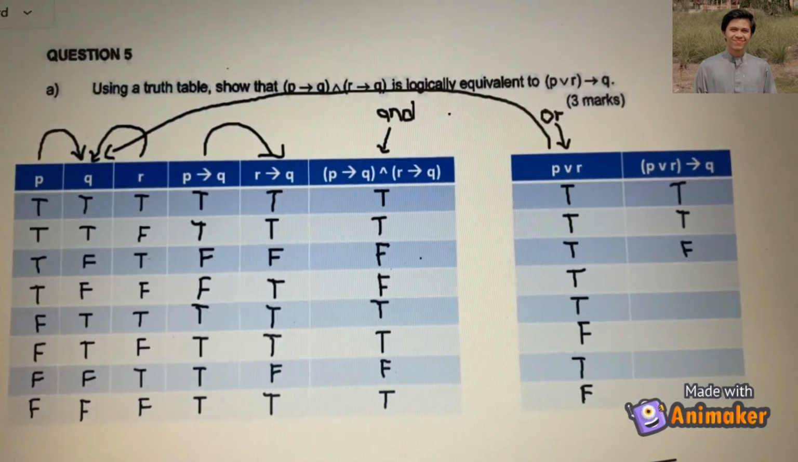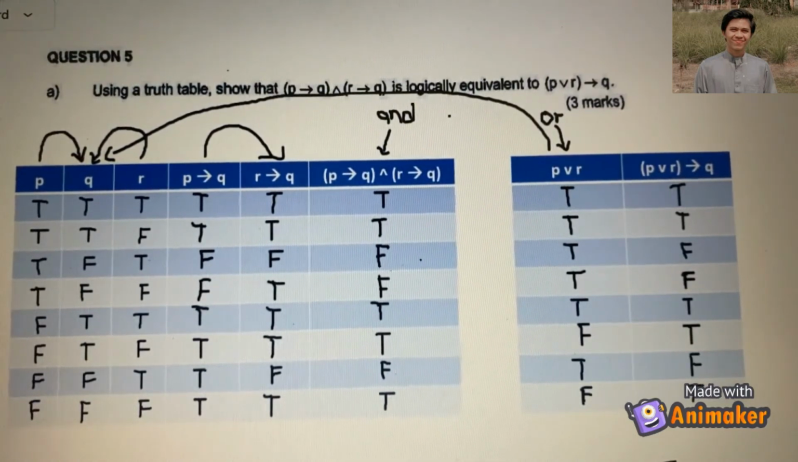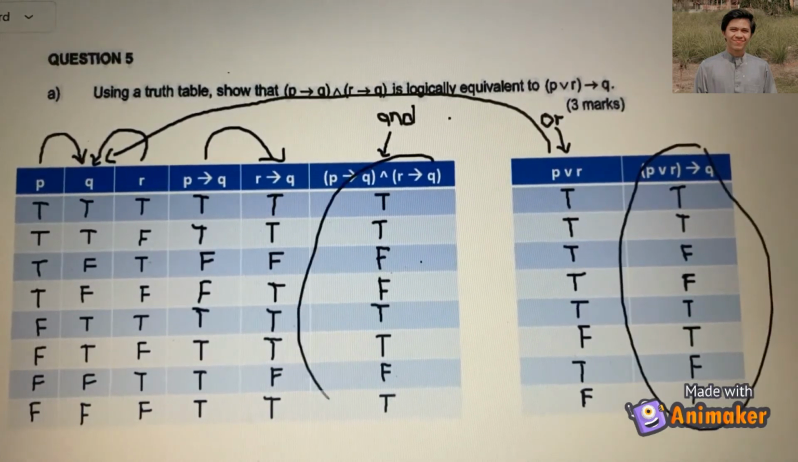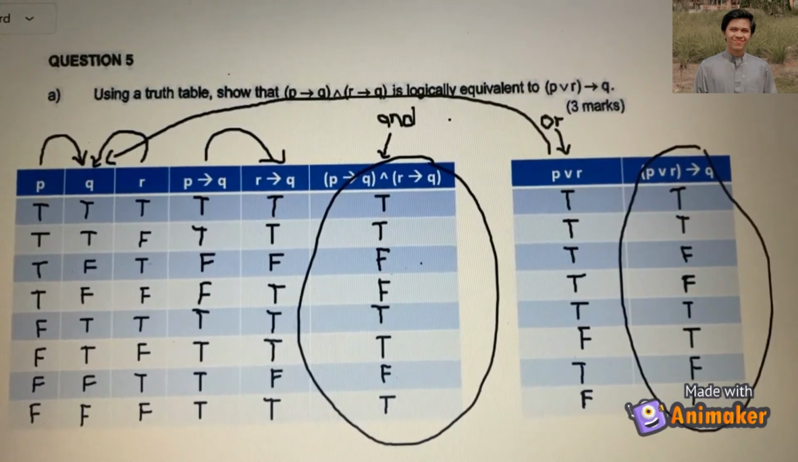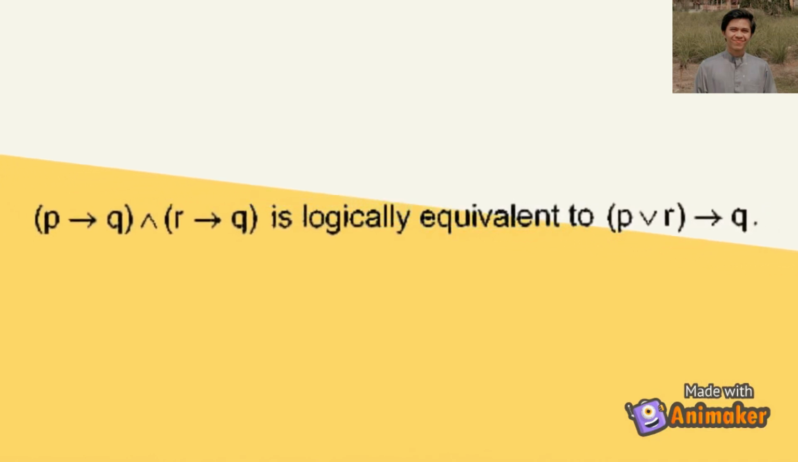And true, false will be false, true will be true, true false will be true, true false will be false, and last one false will be true. So as you can see, the pattern over here and here is logically equivalent to each other. So the conclusion is the previous equivalence is logically equivalent to the new one.